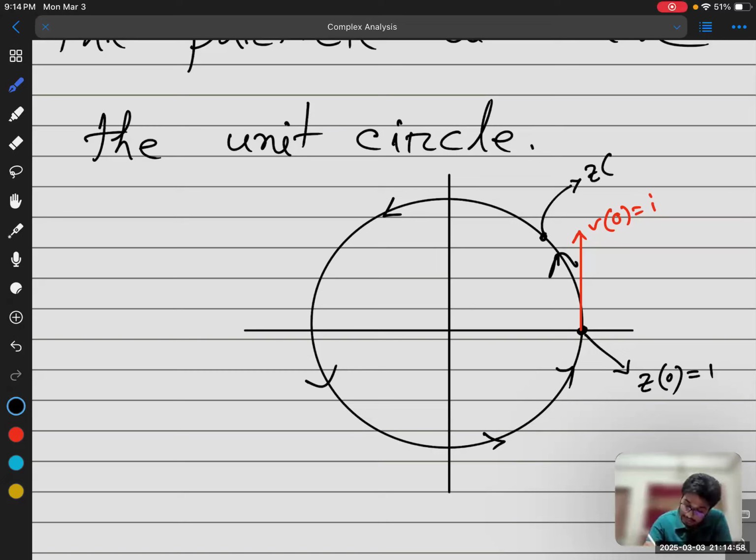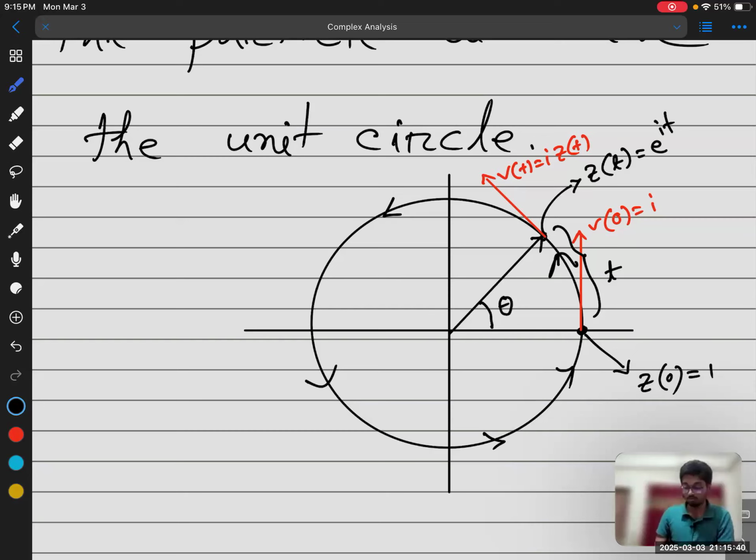So this is our z(t) is equal to e to the power i t. And obviously, considering this as z(t), our velocity vector will be something like this one, that is v(t) is equal to i times z(t). And after time t, it will also move an angular distance theta.